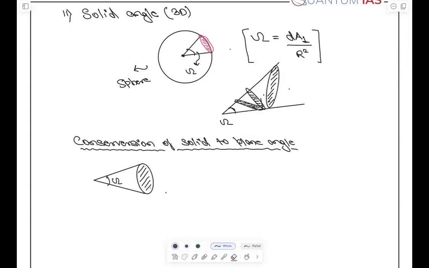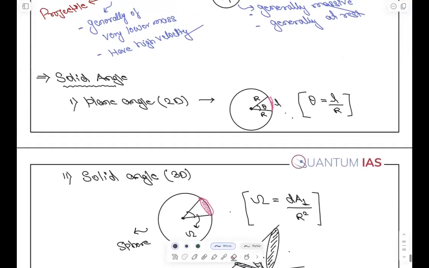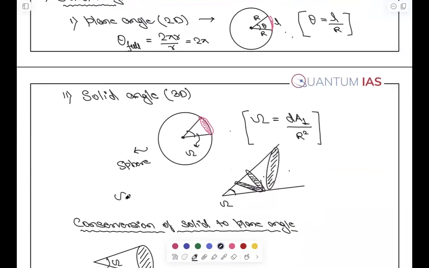One more thing, tell me what is theta full here? If you take all around the circle, what will be theta full? So you say 2 pi R by R, that is equal to 2 pi. What can be omega full here? We just have to find the area. So what is the full area of the sphere? It is 4 pi R square divided by R square. Very good. It will be 4 pi. This much should be remembered.